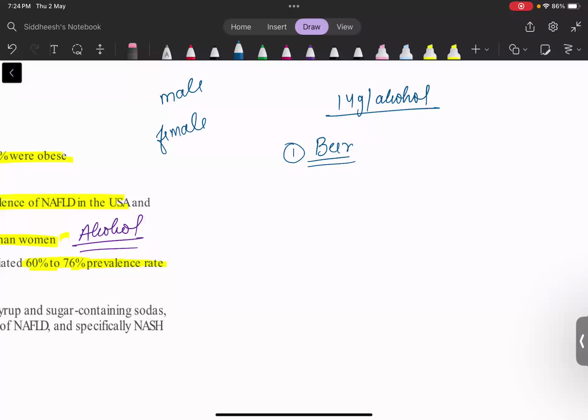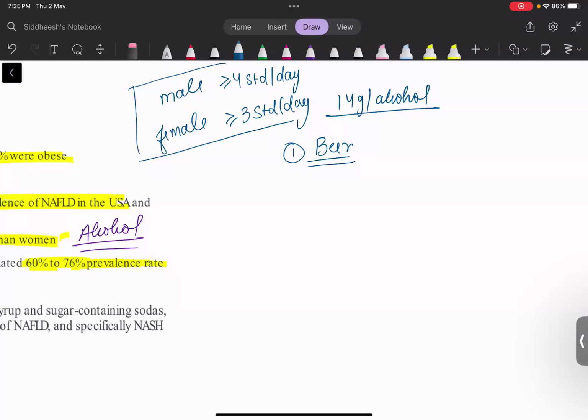As per the standard drink, which contains 14 grams of alcohol, how much can a man take? If any man is taking 4 or more standard drinks per day, or any female is taking 3 or more standard drinks per day, each containing 14 grams of alcohol, this is going to cause a liver injury or liver problem.